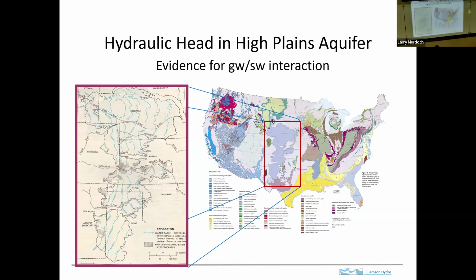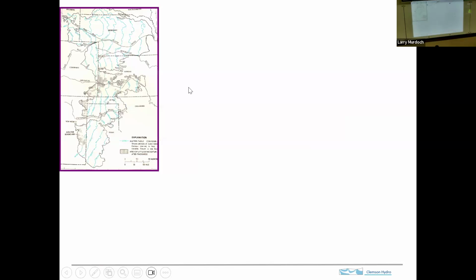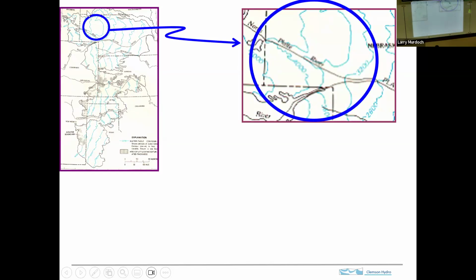Okay, so we can go back now to the map and take a look at maybe some interpretation of these contours. So let's take a look up here. This is up in Nebraska. And so we zoom in here, here's the Platte River. And here are the contours. So you can see the contours are bending upstream. So the Platte River is gaining here.